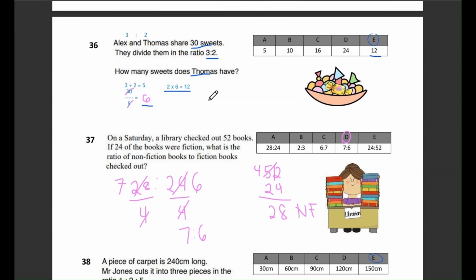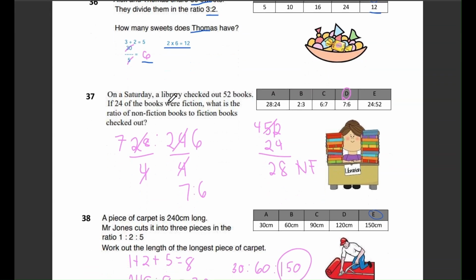Question 37. This is another ratio question. At a library, 52 books were checked out on a Saturday, and 24 of them were fiction books. We need to find the ratio of fiction to nonfiction books. Our options are A, 28 to 24, B, 2 to 3, C, 6 to 7, D, 7 to 6, and E, 24:52. The correct answer is D, which is 7 to 6.